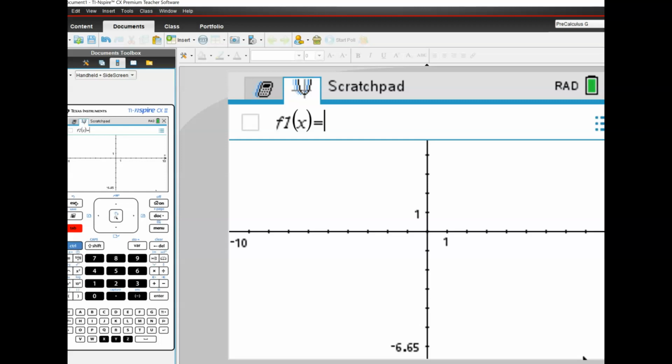What's wrong? So you need to push tab so it pops up. If you don't have this line showing, you must push tab. Do we all have the line blinking right here? Yeah. Okay.